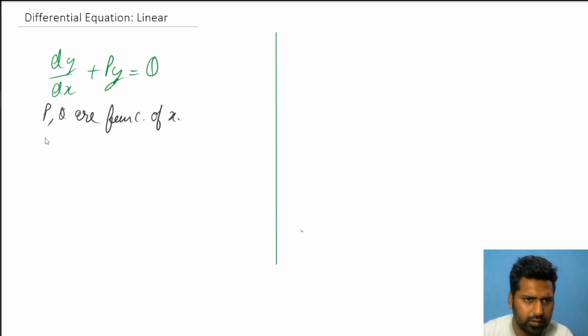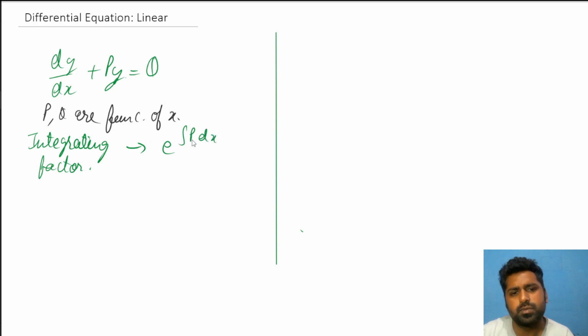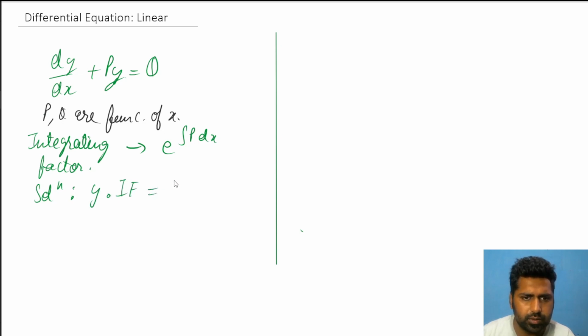So integrating factor is e raised to power integration p dx. Why dx? Because p is a function of x. Okay, and solution that we are supposed to find is in this form: y into IF, integrating factor, is equal to integration of q into IF. Since q and IF will also be a function of x, so dx. Okay, so these are the key points that you should know.